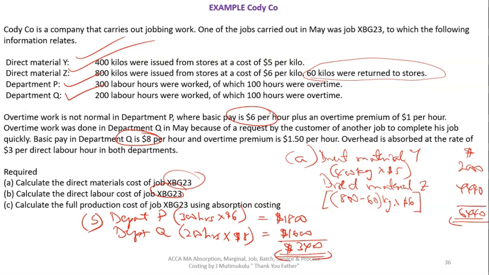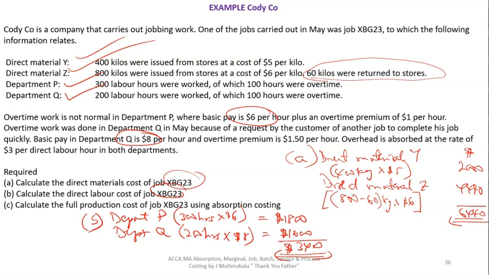Once we are done, we then have to move on to part C. The overtime premium will be charged to overhead in the case of department P, and to the job of the customer who asked for the overtime to be worked in the case of department Q. As written here, overtime work is normal in department P, where basic pay is $6 per hour plus an overtime premium of $1 per hour.